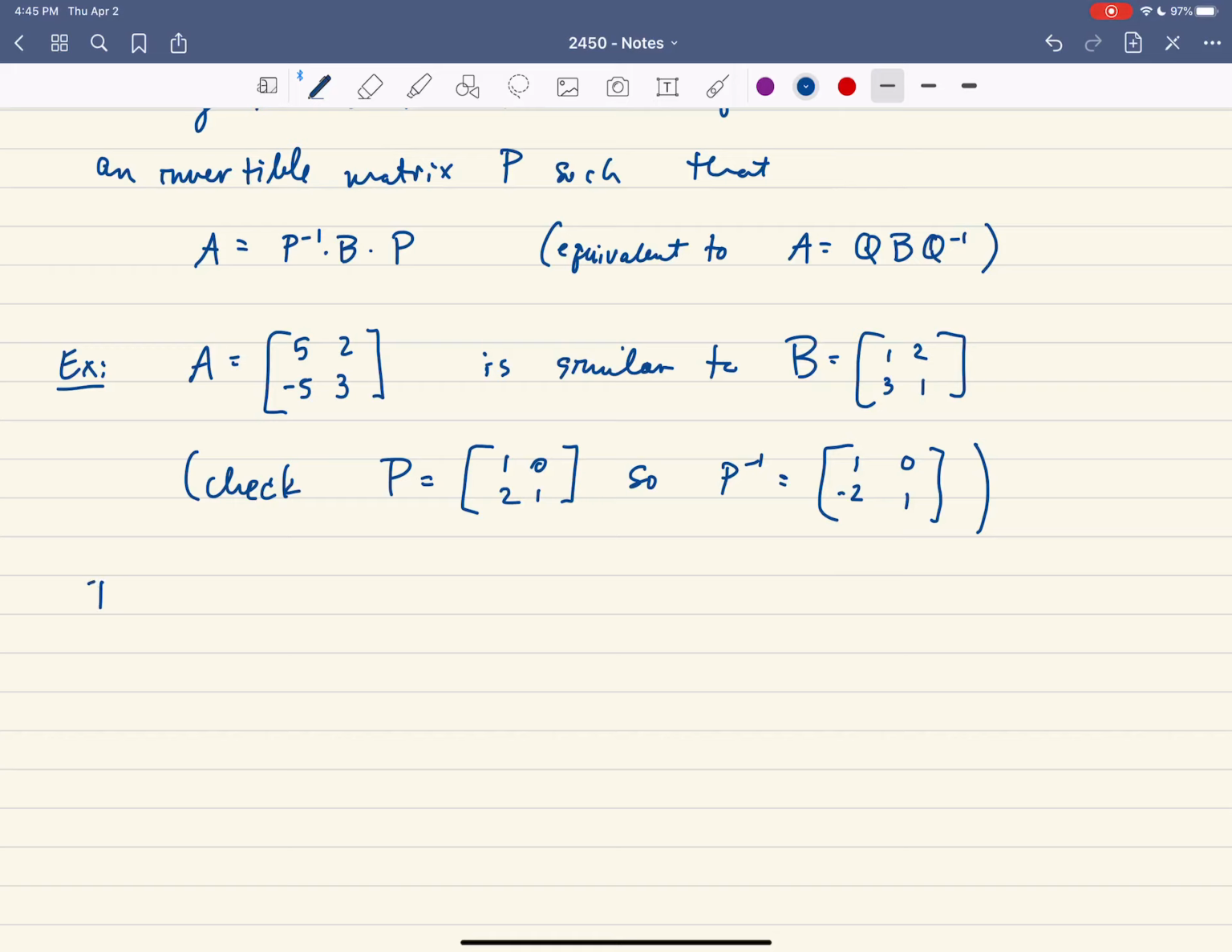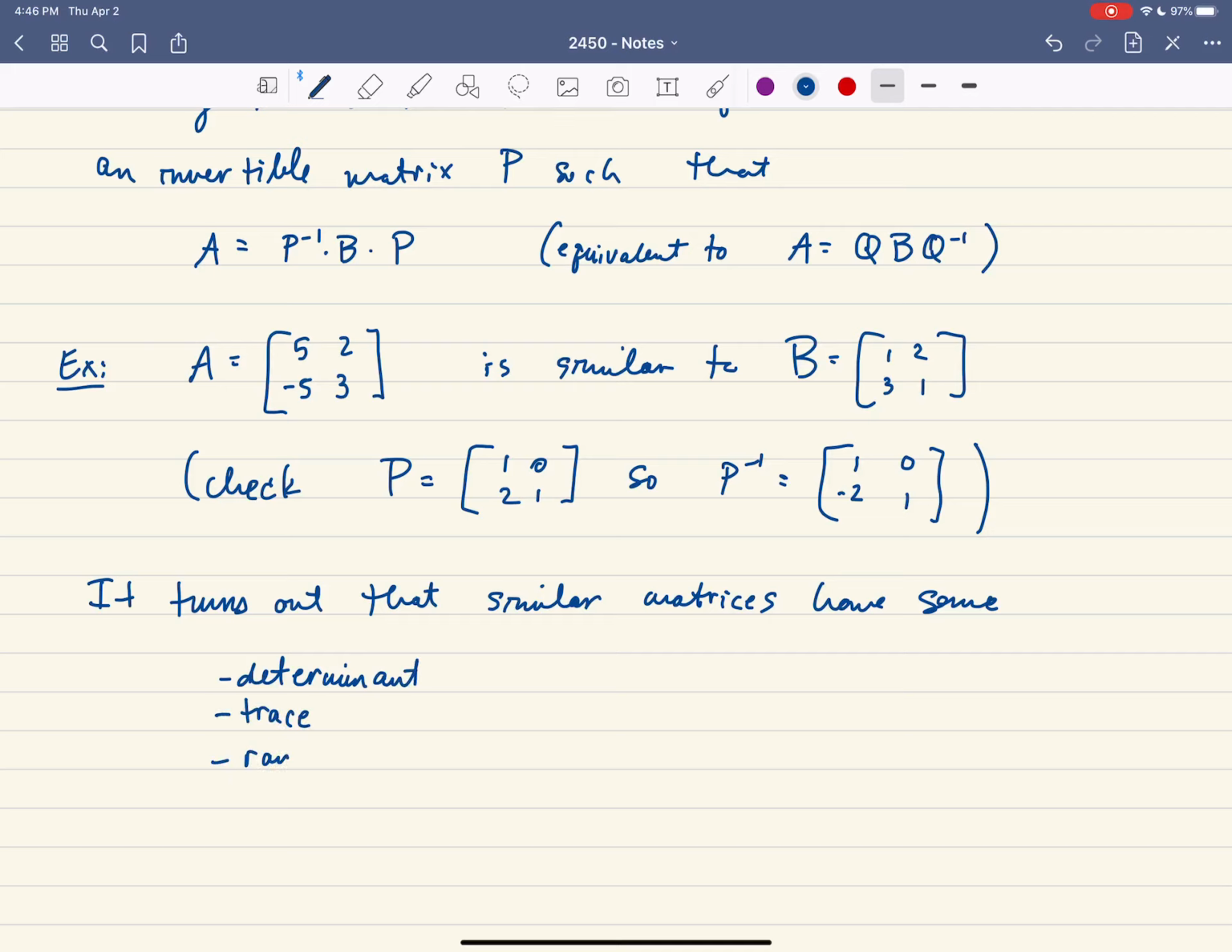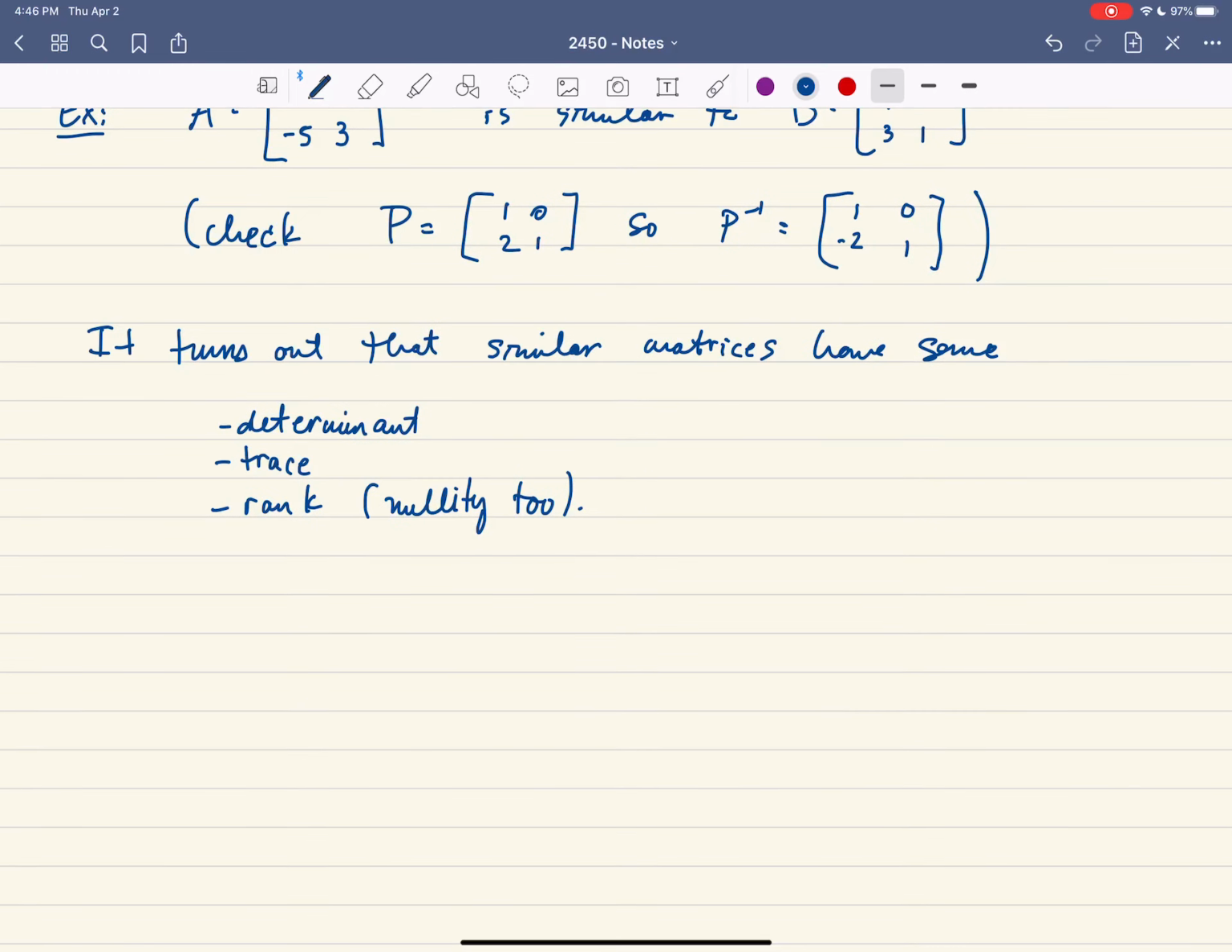There are lots of properties here, but it turns out that similar matrices have a lot in common. So similar matrices, no surprise, have the same determinant. They have the same trace. They have the same rank, and therefore the same nullity. And there's lots in common with these similar matrices. Let me just show you how to prove this first property about the determinant.